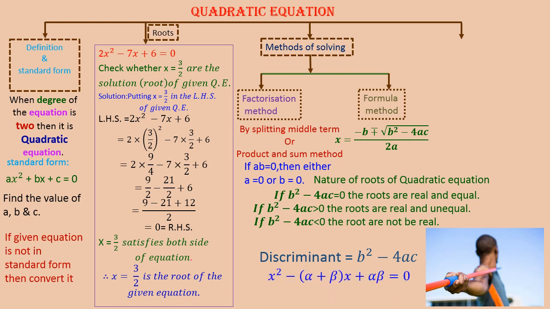At the end, we have one more point. When the two roots of an equation are given, how to form the quadratic equation? The formula for that is x square minus (alpha plus beta) into x plus alpha into beta equals 0, where alpha and beta are the roots of the given equation.